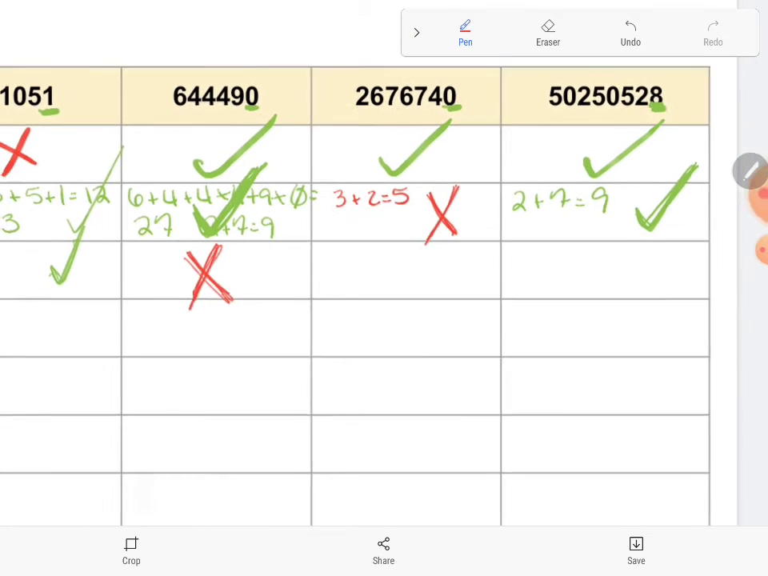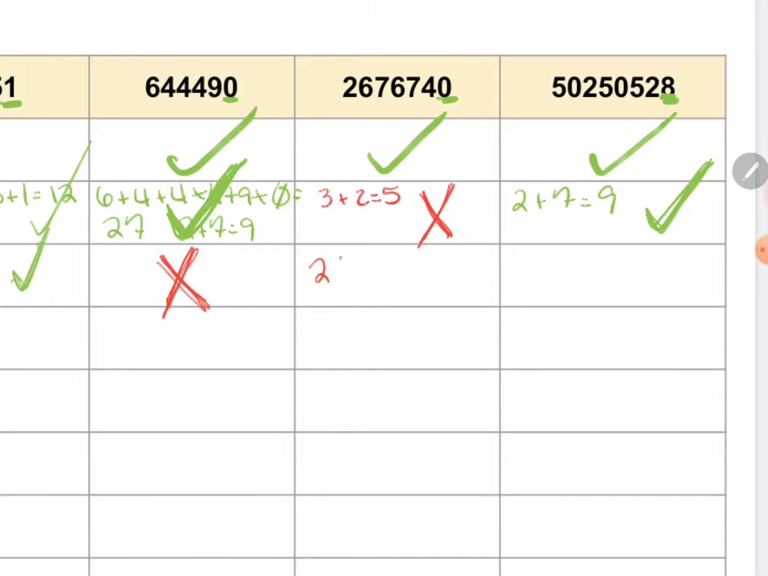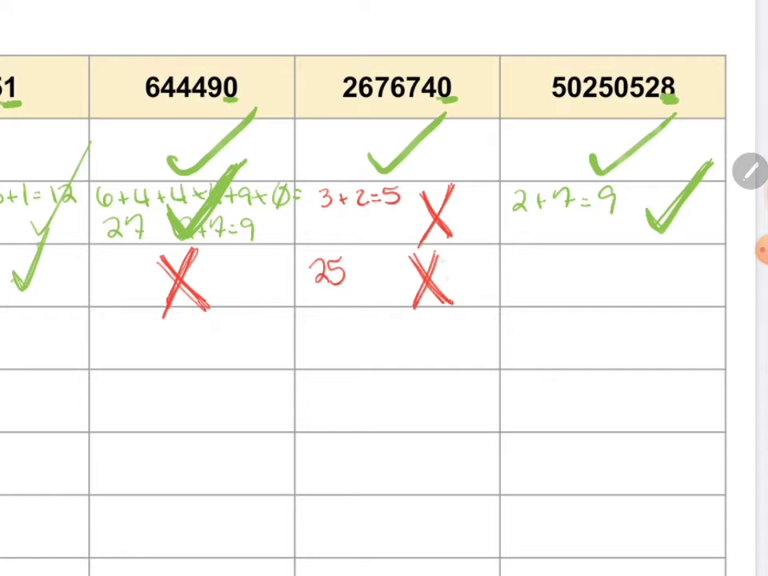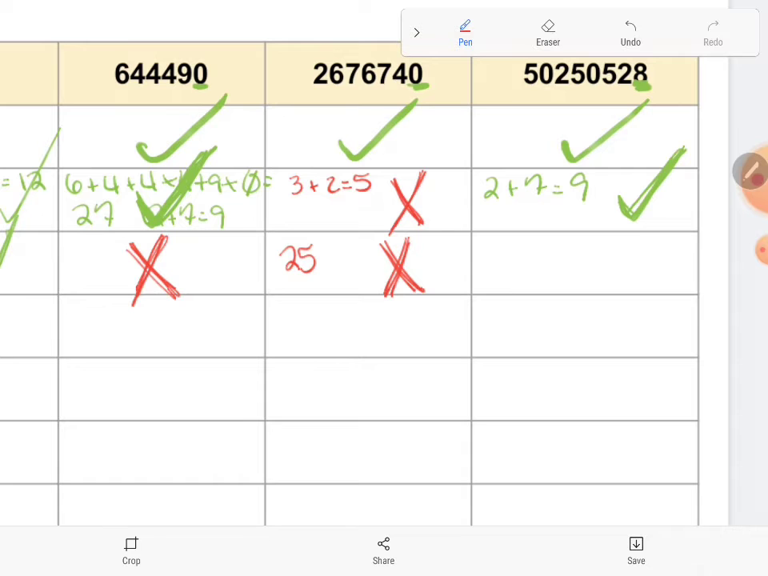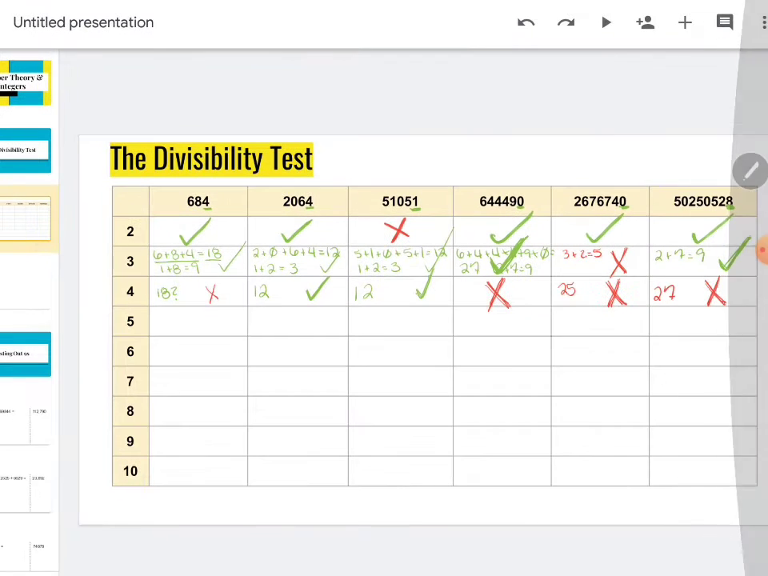Our next problem, 2 plus 6 plus 7 plus 6 plus 4 plus 0 is going to give us 25. Well, 25 is not divisible by 4, so this whole number cannot be divisible by 4. Again, we're going to do 5 plus 0 plus 2 plus 5 plus 0 plus 5 plus 2 plus 8, which is going to give us 27. Well, 27 is not divisible by 4 either, so we can go ahead and mark that number out.